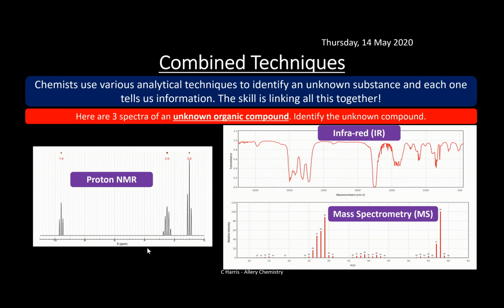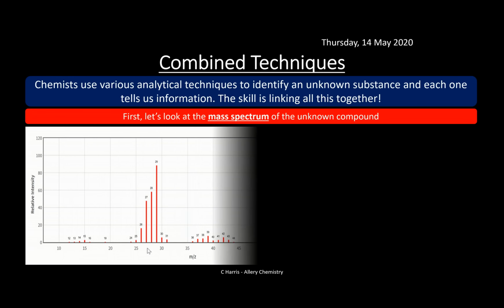We're not even going to say what that compound is in terms of its formula. We've just been given a proton NMR spectrum, an infrared spectrum, and a mass spectrometry spectrum as well, so an MS spectrum. So we're going to use all these 3 to try and identify an unknown compound. And we're going to go through them one by one.